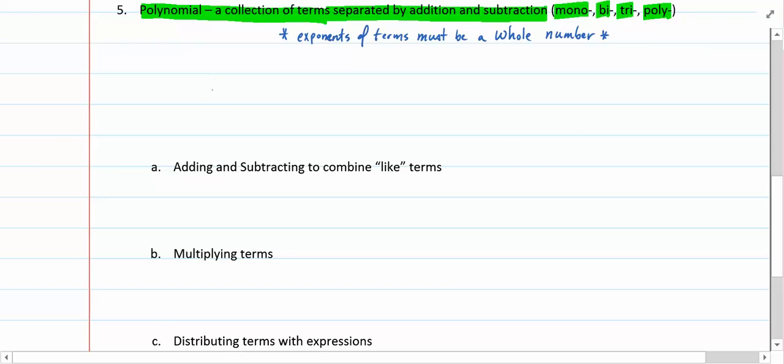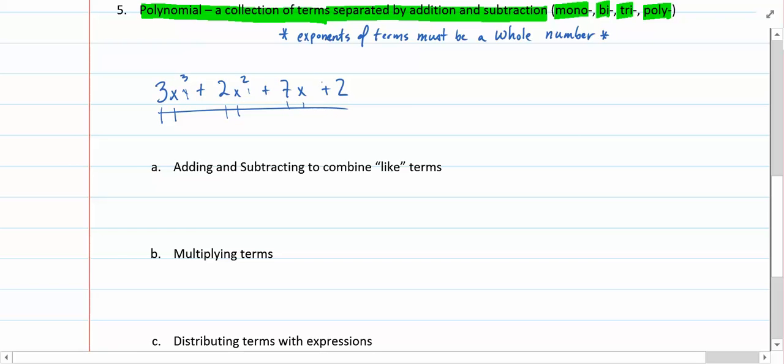So a polynomial, based on all of these definitions, might look something like this. Let's say I have 3x cubed plus 2x squared plus 7x plus 2. This would be considered a polynomial. We have four terms separated by all addition signs. This first term has a coefficient of 3, a variable of x, and an exponent of 3. We have a coefficient, variable, and exponent for every additional piece.